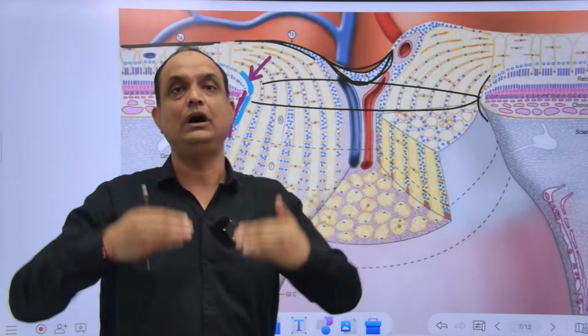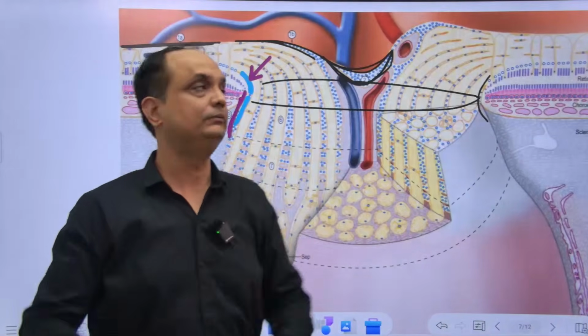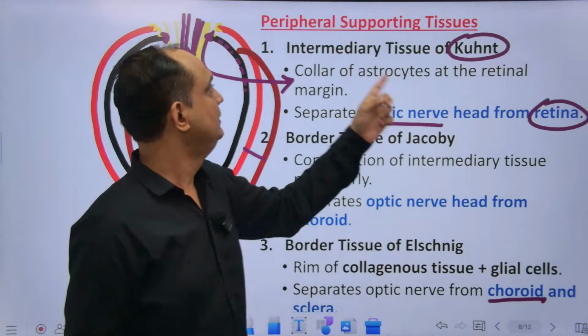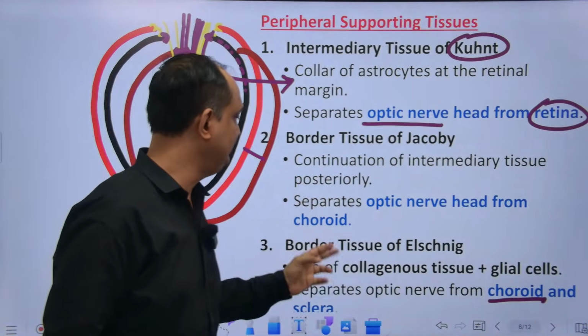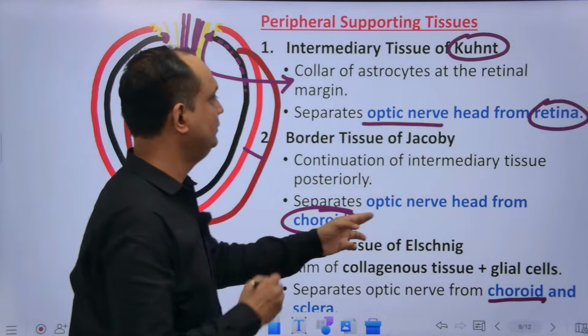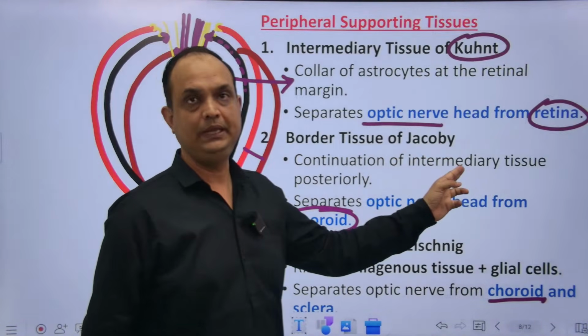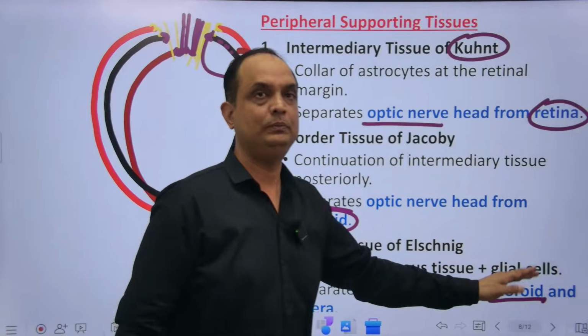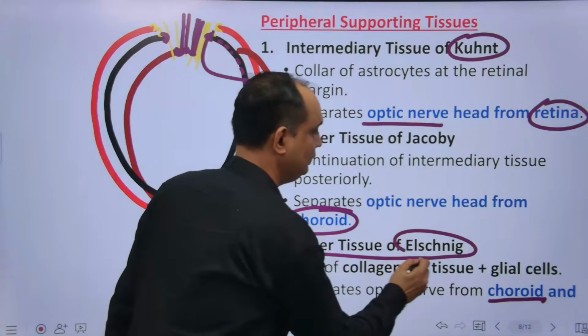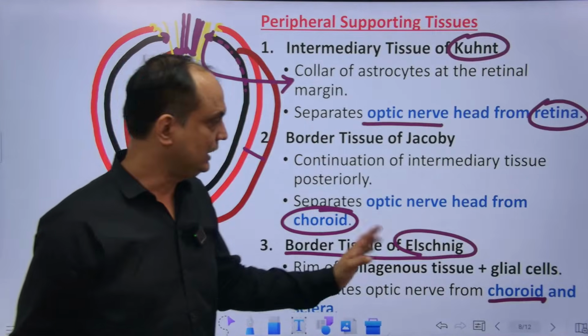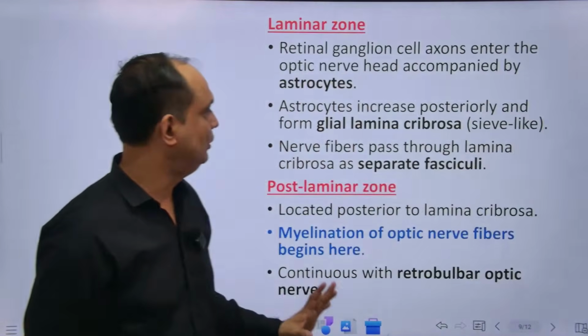So from in to out, the retina is separated from the optic nerve by the intermediary tissue of Kuhnt. Then the choroid remains separated from the optic nerve by the border tissue of Jacoby, and the sclera and choroid both remain separated from the optic nerve by the border tissue of Elschnig. Clear? So I hope now this is very clear to all of you.